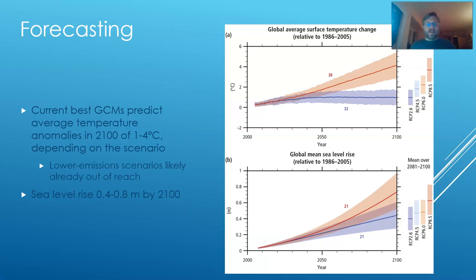So our current GCMs predict our average temperature anomaly by the year 2100, so just under 80 years from now, of somewhere between 1 and 4 degrees Celsius, depending on which scenario you're looking at. And I put a note on there that the lower emission scenarios, which would give us the lower ends of that forecast temperature, are probably already out of reach. Just in terms of what we're likely to actually do in terms of our political systems, our economic systems and stuff, what we're going to actually manage to carry out.